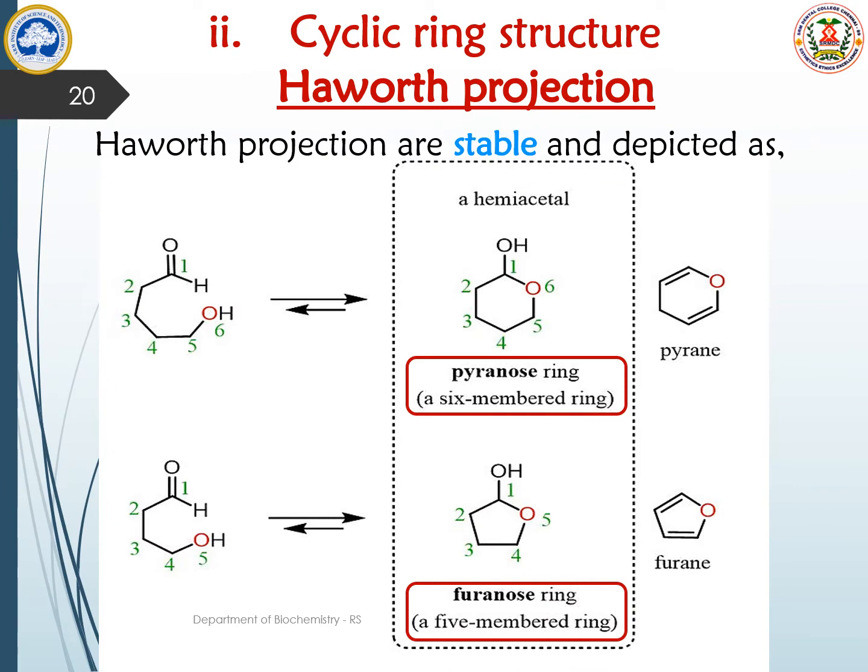The other projection formula is Haworth projection, otherwise called a cyclic ring structure. The Haworth projection is found to be very stable compared to open chain structure. The Haworth projection can be depicted as pyranose ring and furanose ring. Pyranose ring is a 6-membered ring, furanose ring is a 5-membered ring. So the open chain just undergoes conformational change to form a ring structure. So here you have a 6-membered pyranose ring and a 5-membered furanose ring.